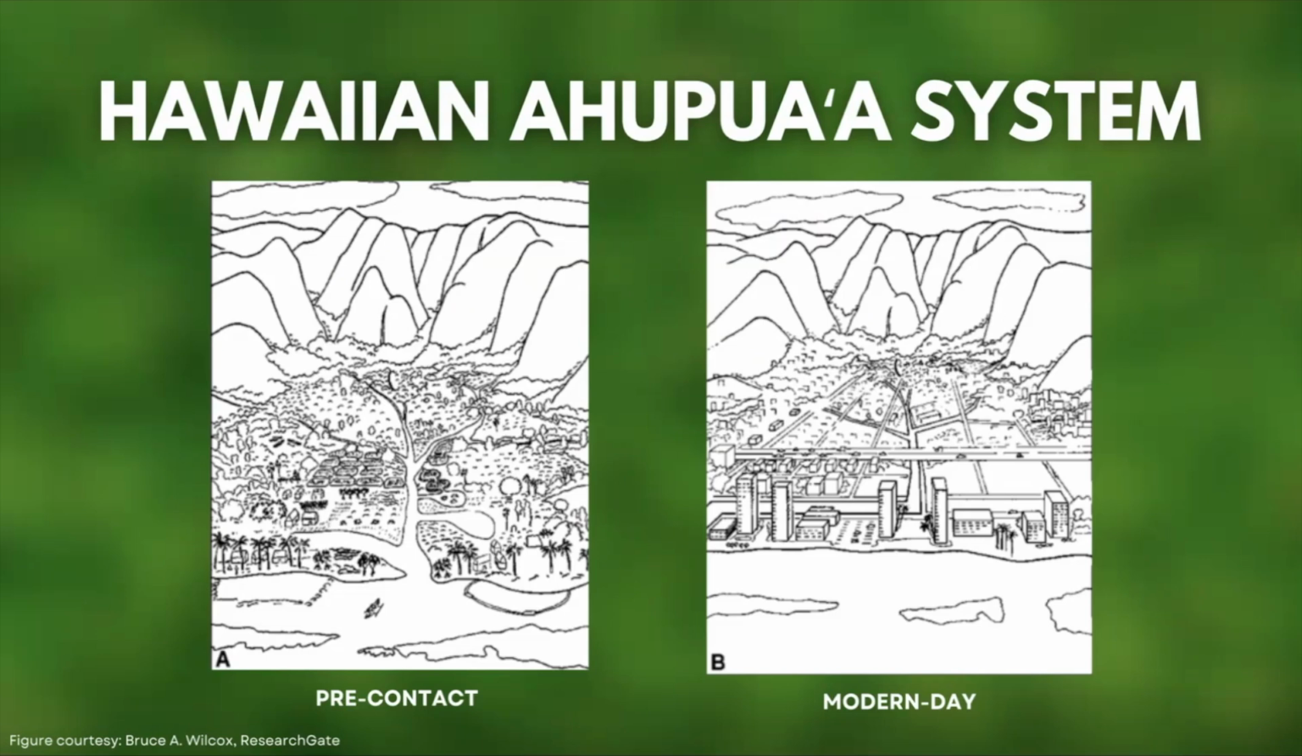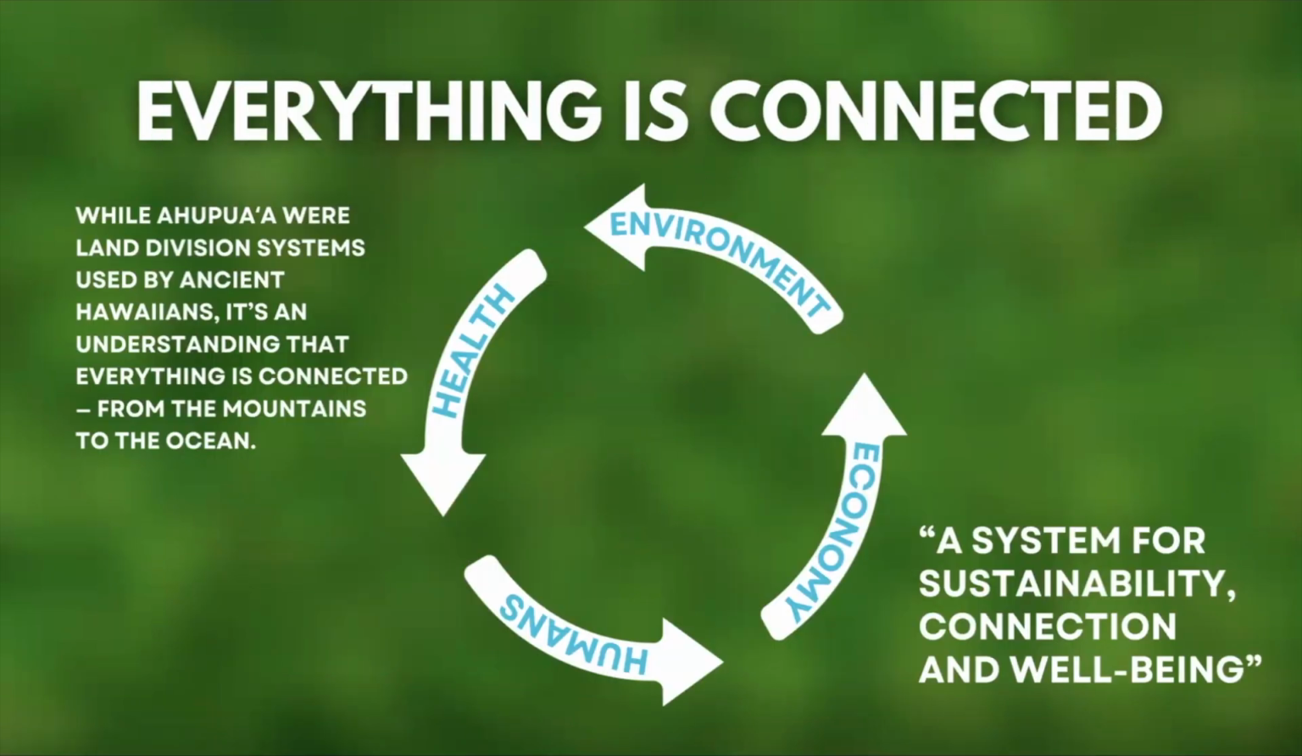and into the sea. In these two images, you can see the differences between pre-contact and modern-day neighborhoods fitting into the Ahupua'a system. I chose the Ahupua'a system as my model for sustainability as it shows a clear connection between the environment and people, and depicts the intersection of how each impacts the other.